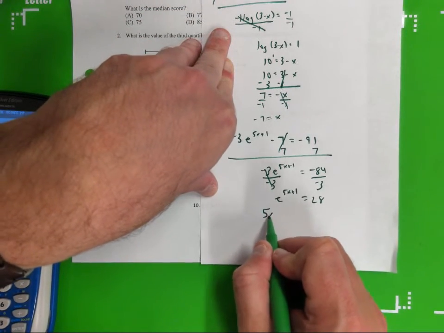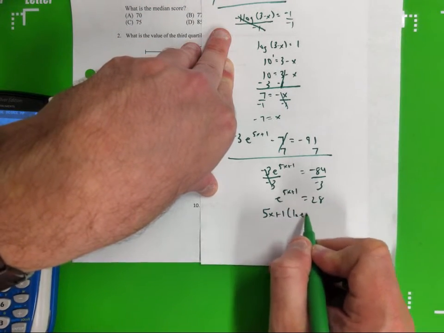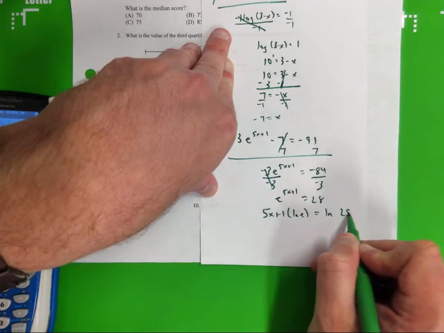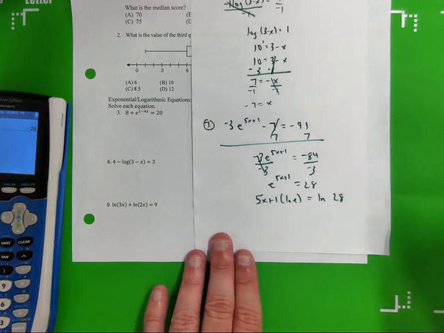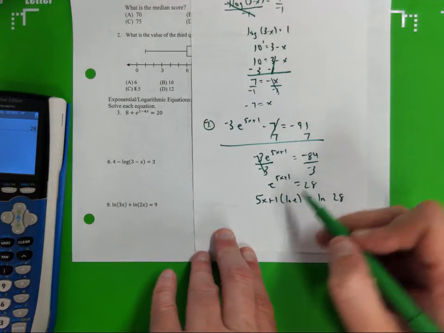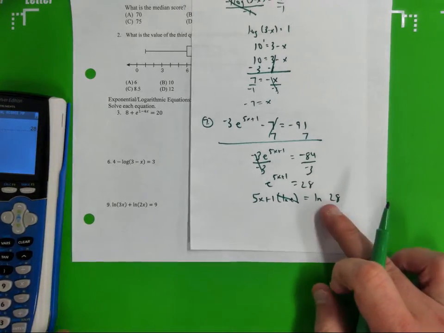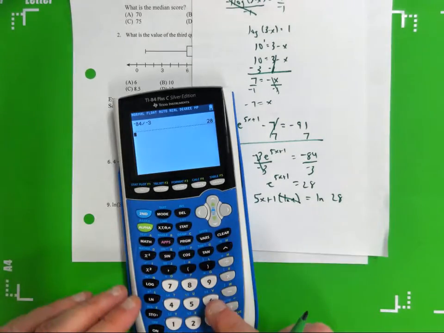Bring that exponent down. 5x plus 1. Natural log of e equals the natural log of 28. What's the natural log of e equal to, class? 1. So now I'm going to do natural log of 28.